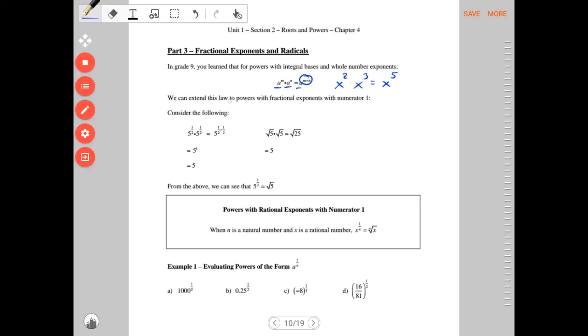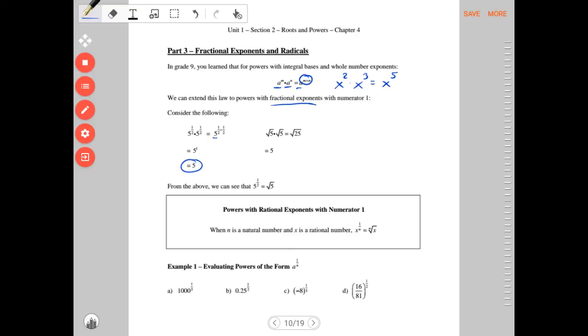But now we're going to extend this law to powers with fractional exponents. We're going to start with the numerator being 1. So let's consider the following. 5 to the 1/2 times 5 to the 1/2. We can combine that to 5 to the 1/2 plus 1/2. Well, a half plus a half is just 1. So that ends up being 5 to the 1, which of course is just 5.